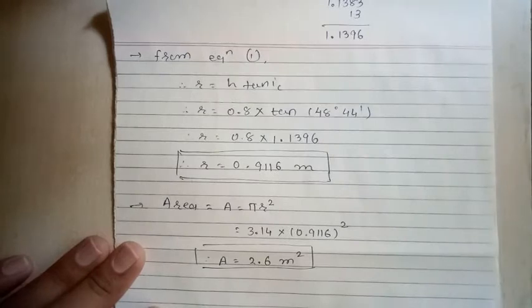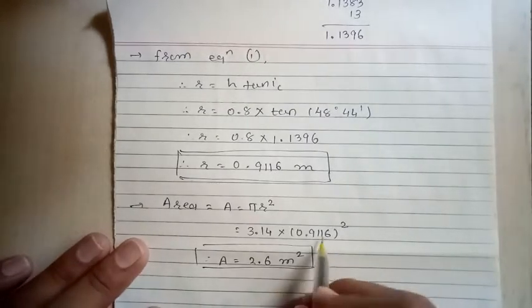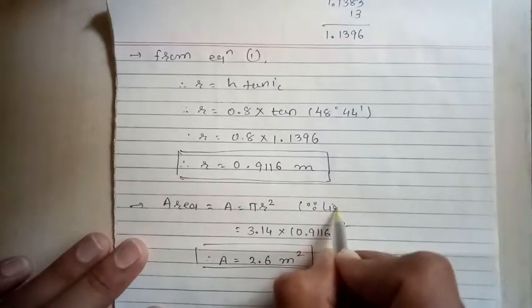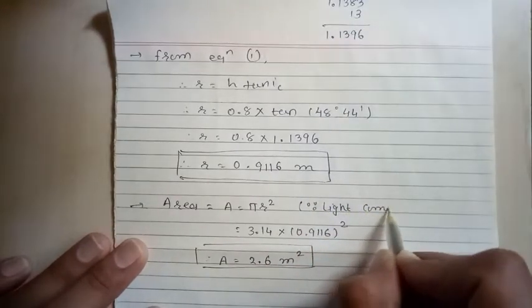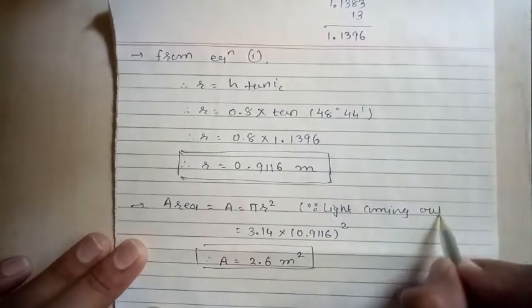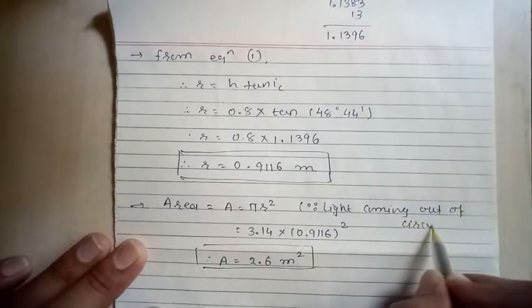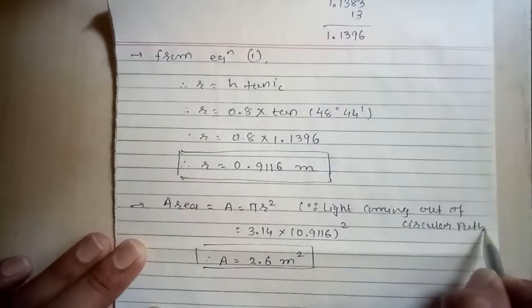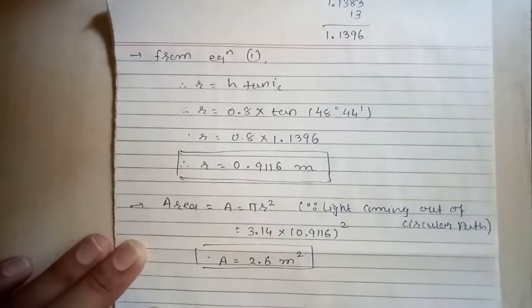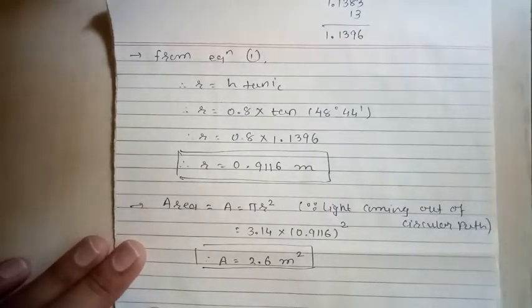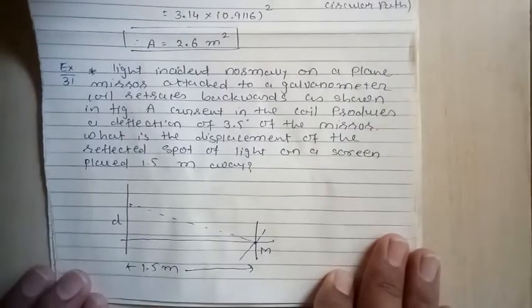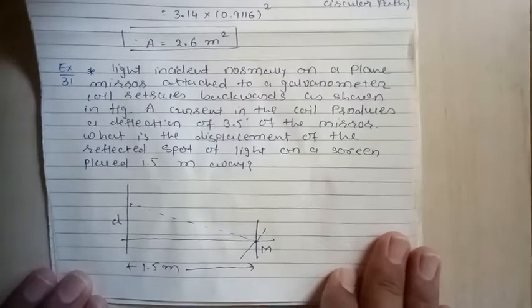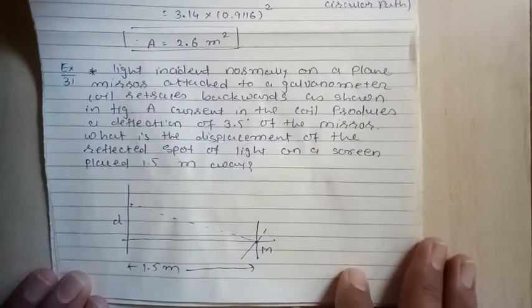Here for future purpose we can also write that light is coming out of a circular path, right? So in future this is useful for us, right? You can understand this question. Okay, now we discuss our next example. Now see our next example, example number 31.